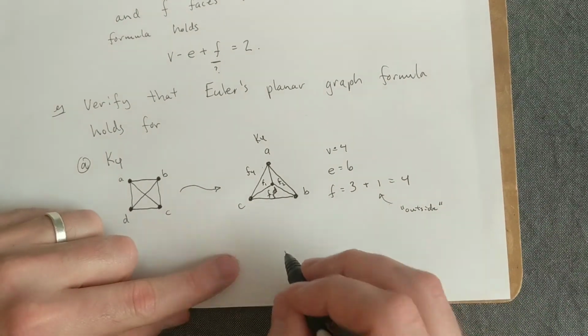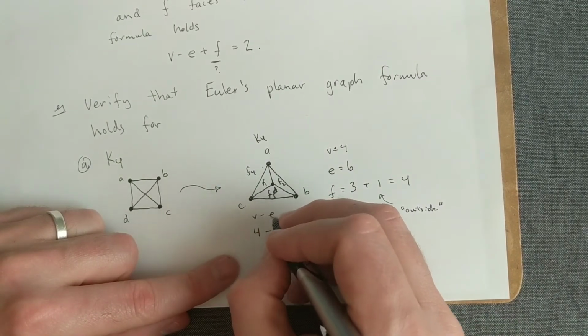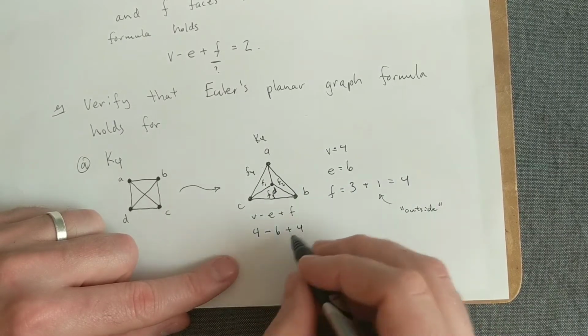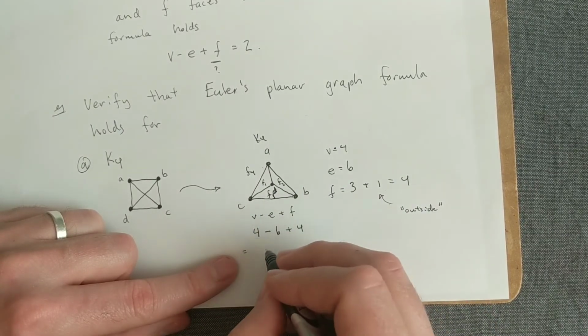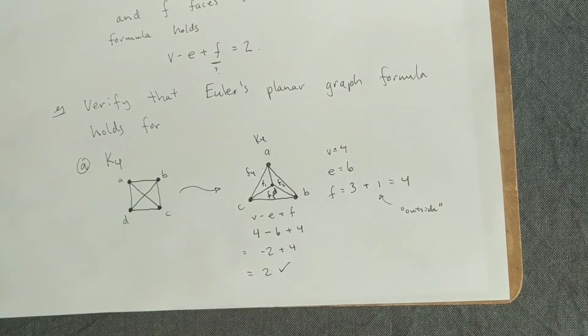And so if we verify the formula works, it's V minus E plus F. So we have 4 minus 6 plus 4. What is this equal to? This is negative 2 plus 4, so it's 2. So it works.